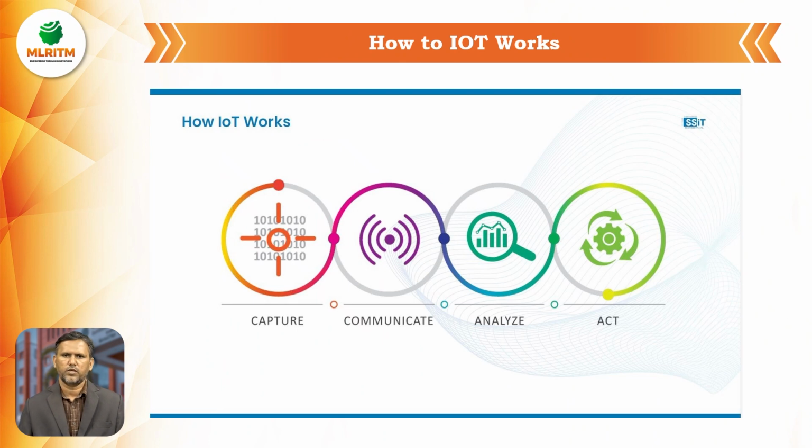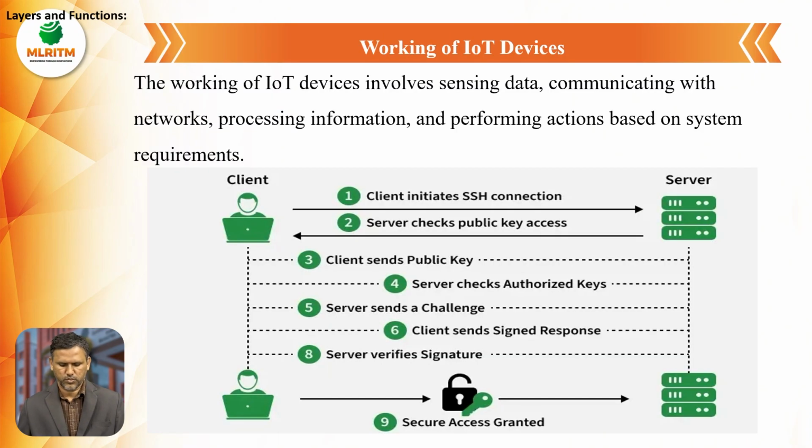So IoT works based on four functions: capturing, communicating, analysis, and acting. Based on these four functions, IoT works. Capture the data from the sensors, communicate with the network layer, analyze in the processor, and action takes place based on the results. So see here the IoT working with the device. The working of the IoT device involves sensing data, communicating with the networks, processing the information, and performing the actions based on the system requirements.